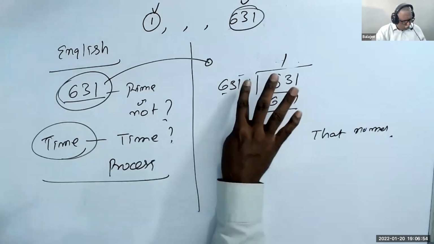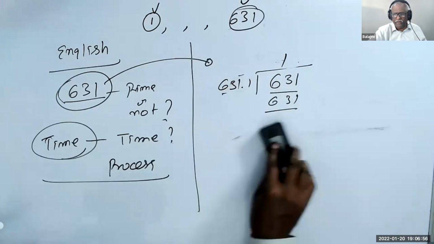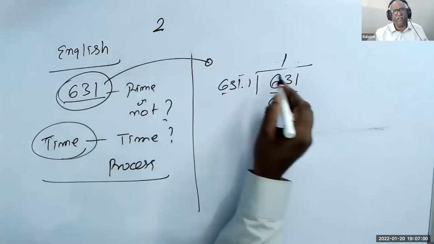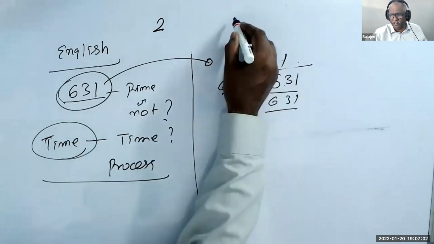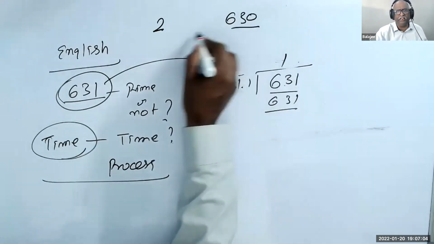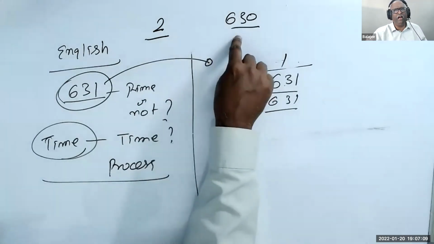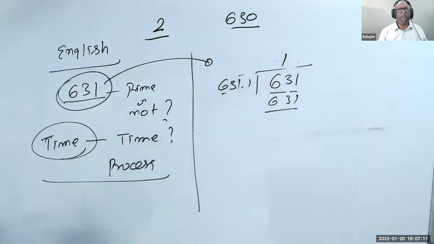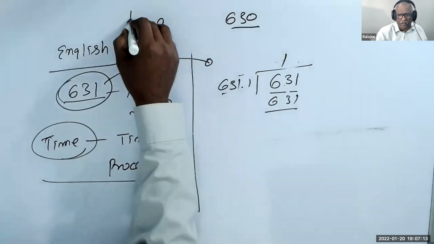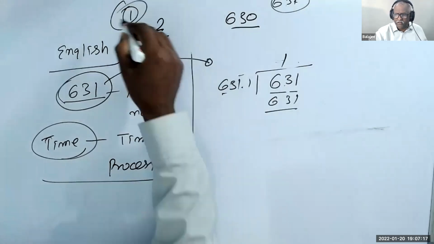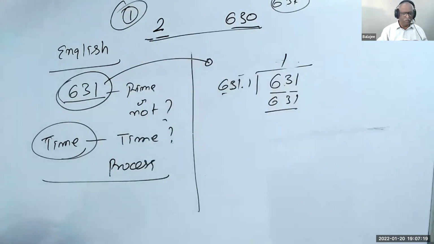So let us assume that I don't start with 1. I start with 2. And I end with one number below that, 630. Understand? I don't start with 1, I don't end with 631. That means you can leave out 1 and 631. You will check from 2 to 630.